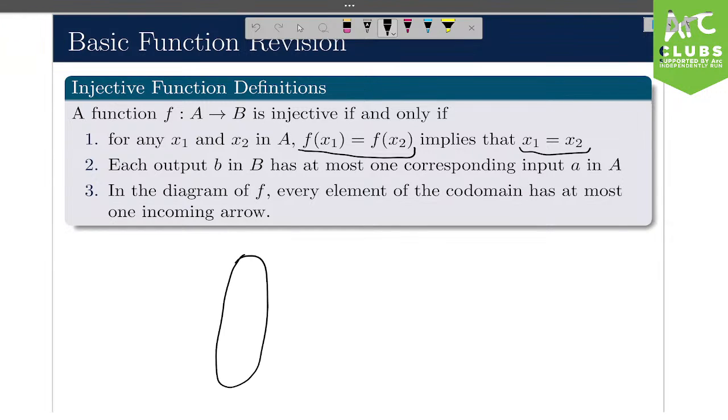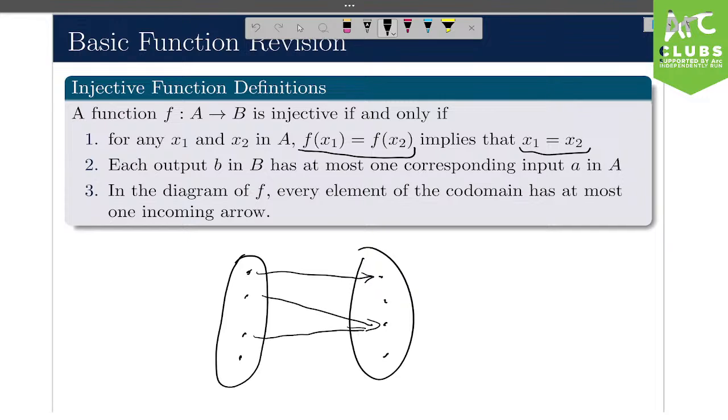And finally, another definition is in the diagram of f. So if you recall, that's when you draw the function as kind of an arrow map from the elements in the domain to the elements in the codomain. Every element of the codomain, so every output, has at most one incoming arrow. If we have two inputs mapping to the same output, it is no longer injective, because we have two separate inputs that are not equal that have an equal output, which makes it not injective.